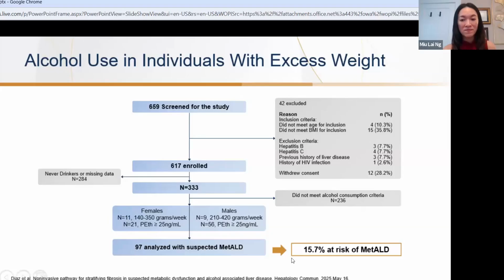So it is not a rare population. It's actually about 15% at risk for MetALD. In clinical practice, we usually want to categorize patients as either fatty liver or majority alcohol. But indeed, of those patients that you categorize to either side, 15% of them are actually a combination.